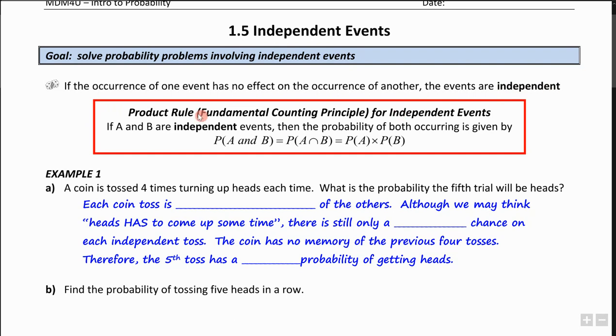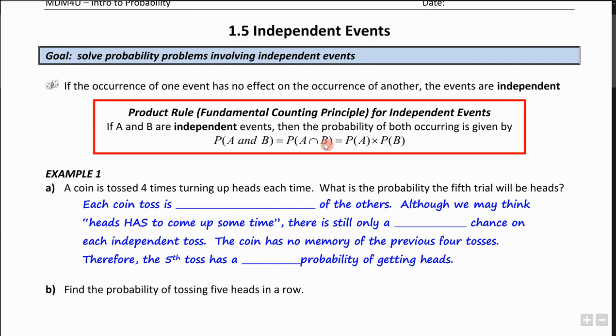Okay, so there's a special rule for this, the product rule for independent events, and that is if A and B are independent events, then the probability of both occurring is given by the probability of A and B, which is the same thing as saying the intersection of A and B, and that probability is equal to the probability of A times the probability of B.